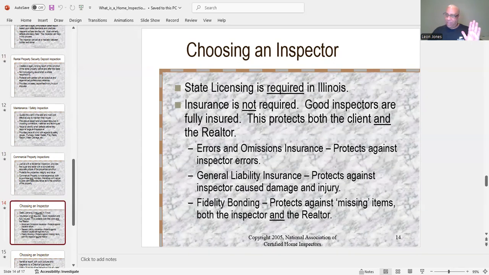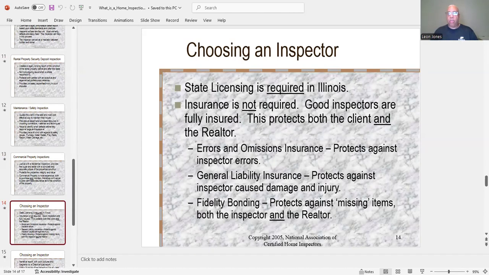Again, now this is real crazy. And I disagree with this. Now, this is for Illinois. You're required to have a license in Illinois, but insurance isn't required. But I'm going to tell you this. Well, here in Indiana, state licensing is required and insurance is required.